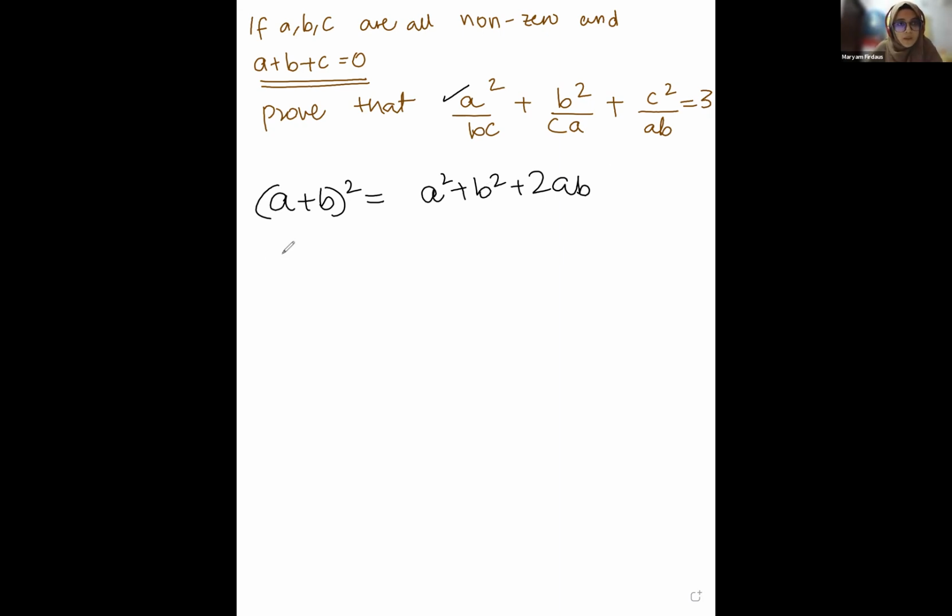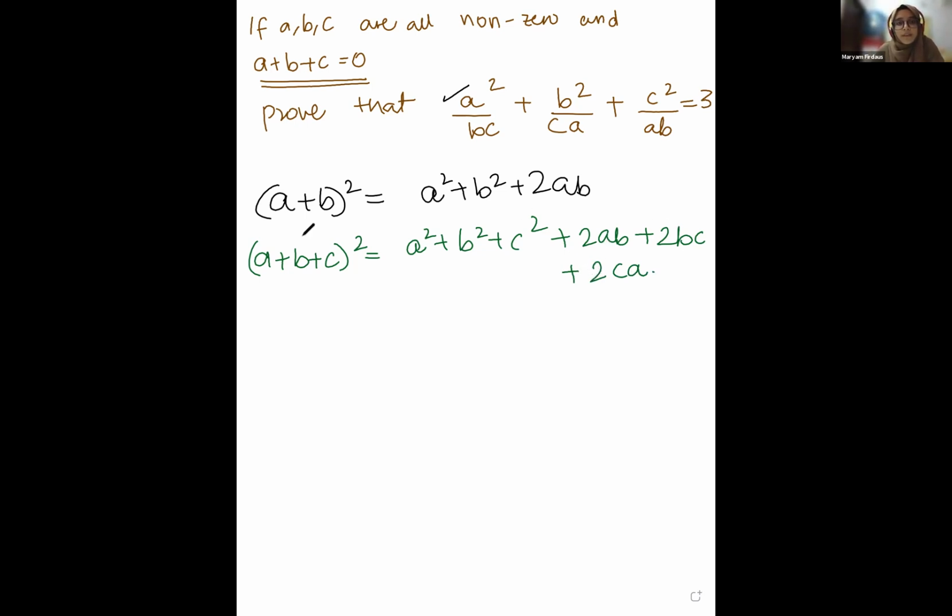Okay, so Mridula, do you remember what this was? A plus B plus C whole square? Ma'am, a square plus b square plus c square plus 2ab plus 2bc plus 2ca. Right.